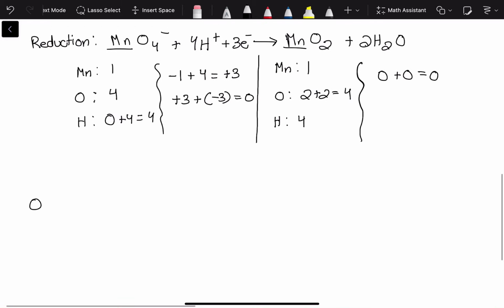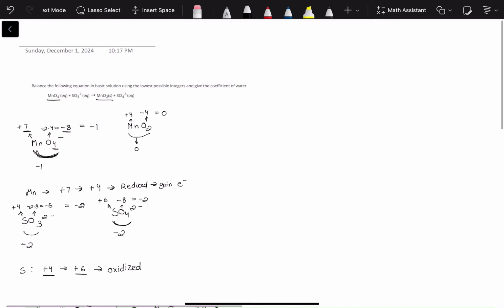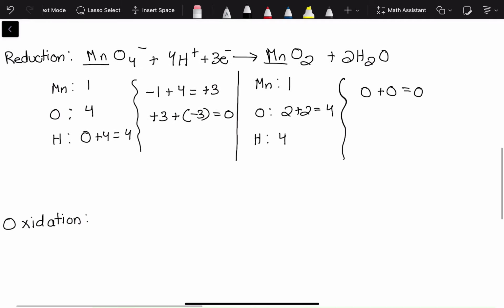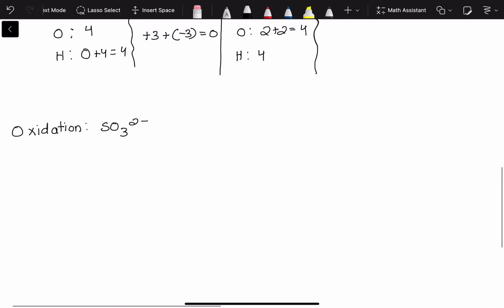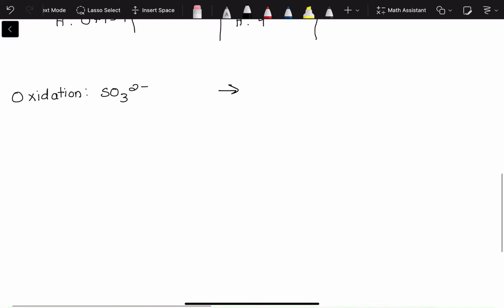Now we can move on to the oxidation reaction. So we know that the things that are being oxidized in this equation are SO3 2 minus, okay, leave some space again, then it's resulting in SO4 2 minus. The oxidation usually always goes much faster than the reduction balancing. So let's do the same thing, same process here.